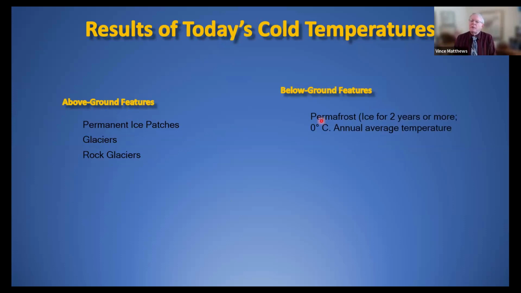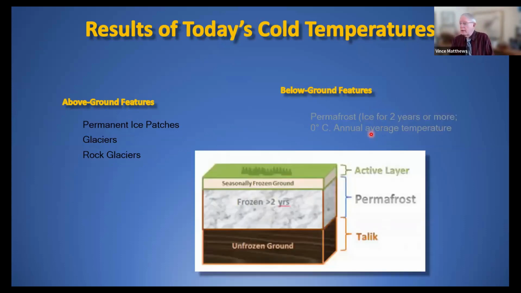So to define permafrost, it is ice that's been in the ground permanently for 2 years, hasn't melted during the summer at all, and the annual average temperature of the area that the ice is in the ground is 0 degrees. So we got -3 degrees, that's certainly within them.